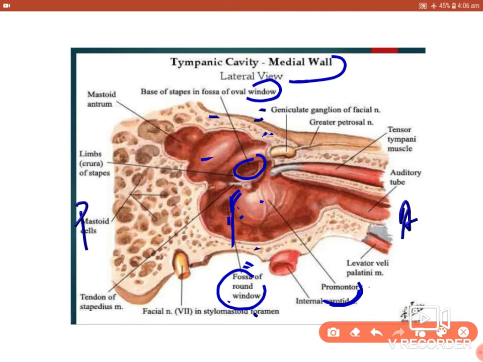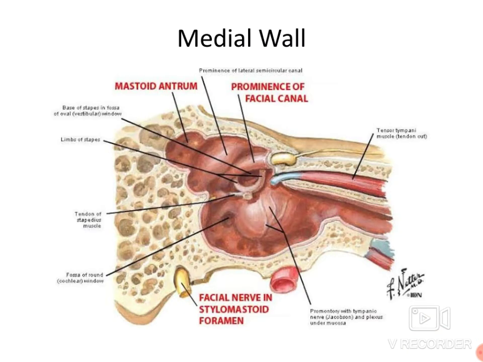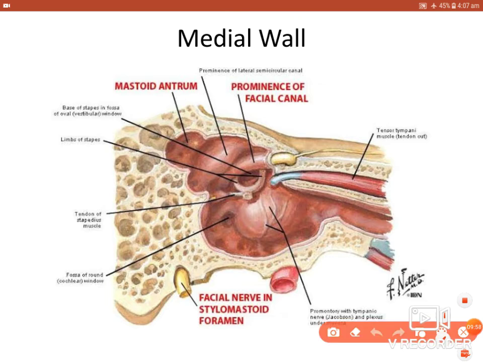Okay, then here also are the features of this middle ear. You can see this projection here. This is the promontory of this medial wall. Then you can see posteriorly, medially, there is the round window. Then above the promontory you can see this depression here. This is the oval window.